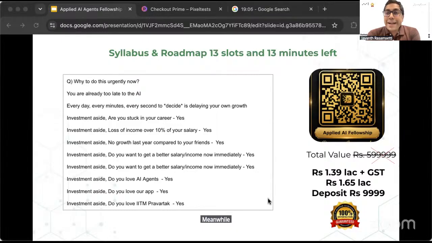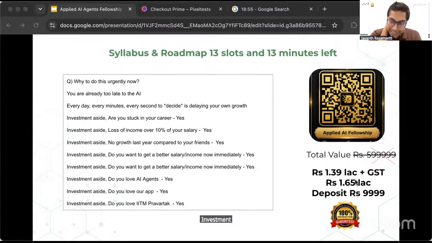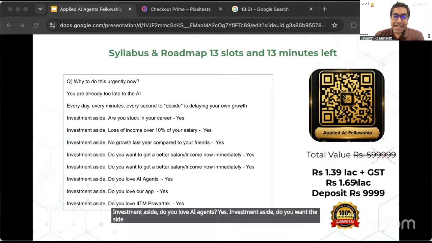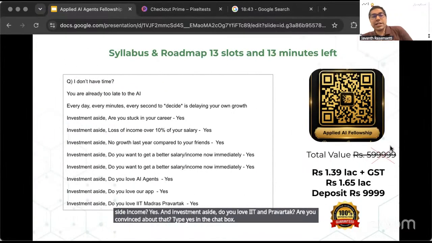Investment aside, do you want to get a better salary income right now? Type yes in the chat box if that is something you want. Investment aside, do you love AI agents? Yes. Do you want the side income? Yes. And do you love IIT and Pravartak? Are you convinced about that? Type yes in the chat box. Then proceed to the transaction and finish.